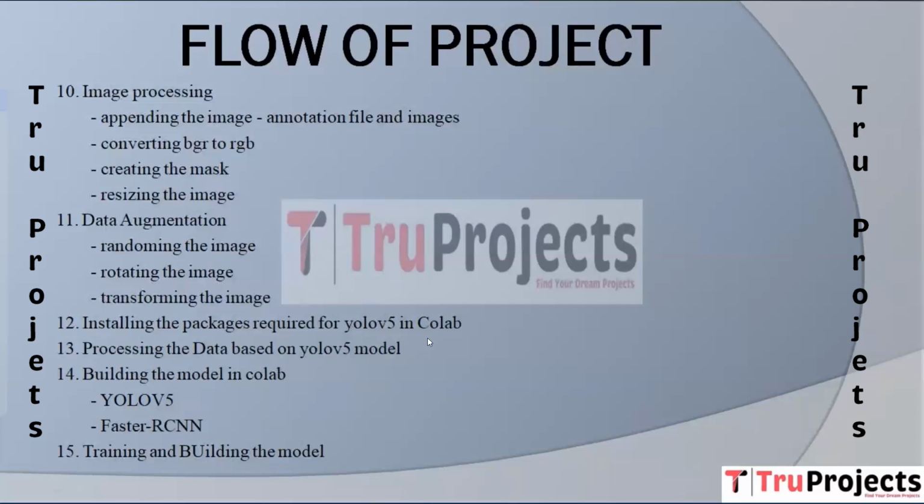Next we have installing the packages required for YOLOv5 in Colab, setting up the necessary environment in Colab by installing the packages required for YOLOv5. Next we have processing the data based on the YOLOv5 model, preparing the data specially for the YOLOv5 model. Next we have building the model in Colab, YOLOv5, constructing the YOLOv5 model. And then we have Faster RCNN, building the Faster RCNN model. Then we have training and building the model, training the model created in Colab using the prepared dataset.